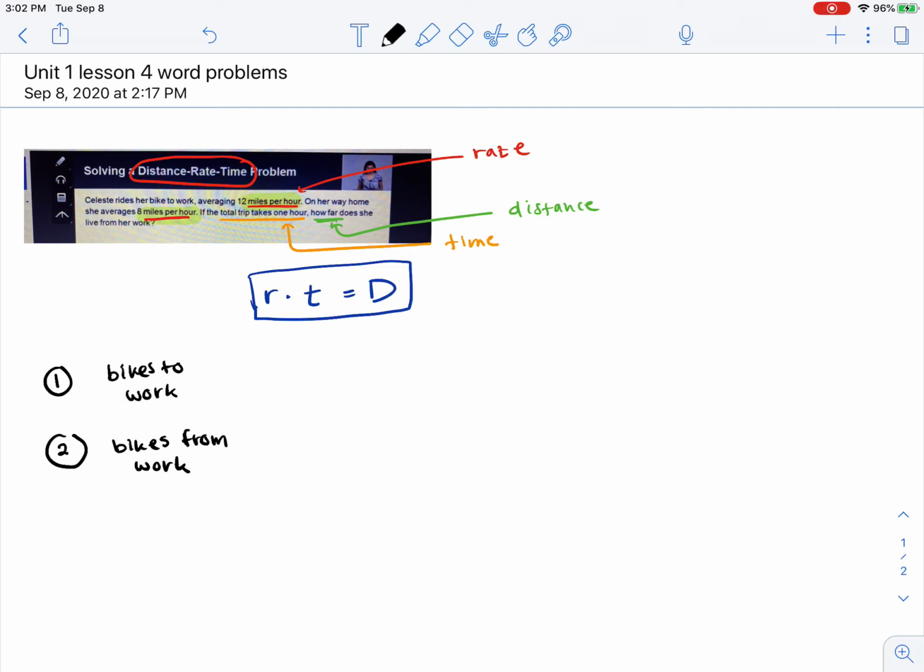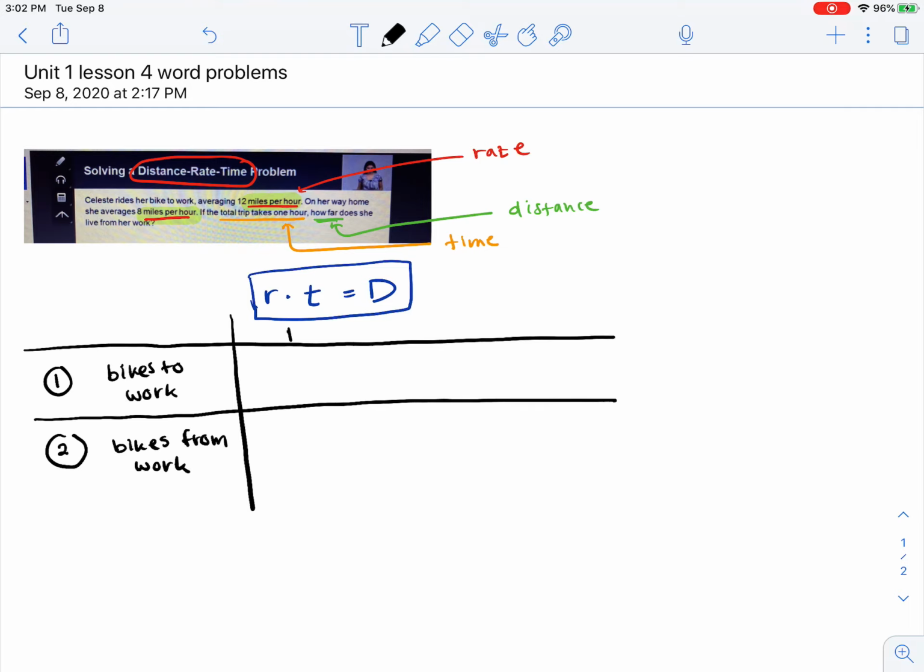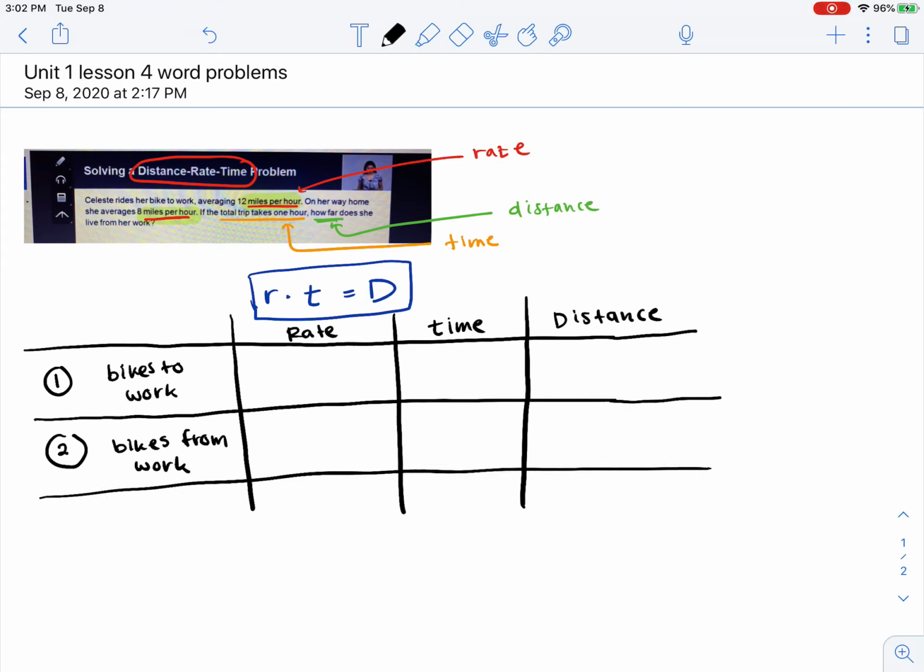So I'm going to make a rate, time, distance table. So these are the two scenarios. I'm going to put rate, time, distance. This is my table. So I'm going to fill in everything that I know.